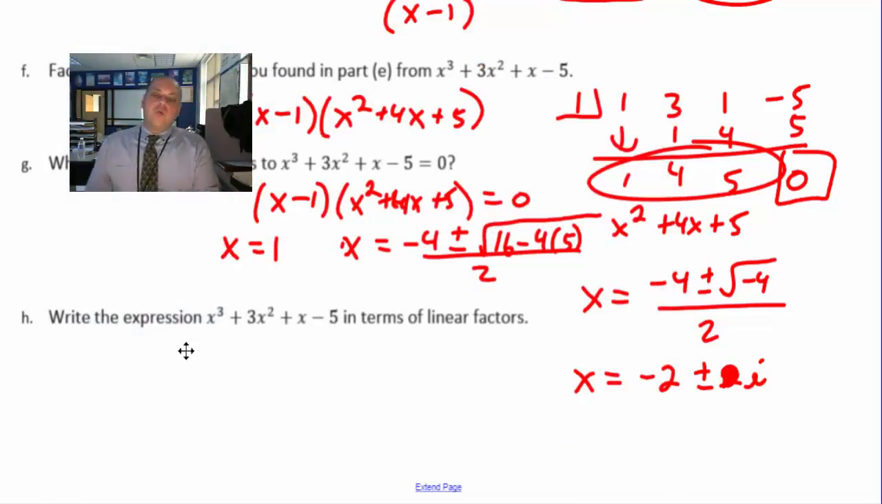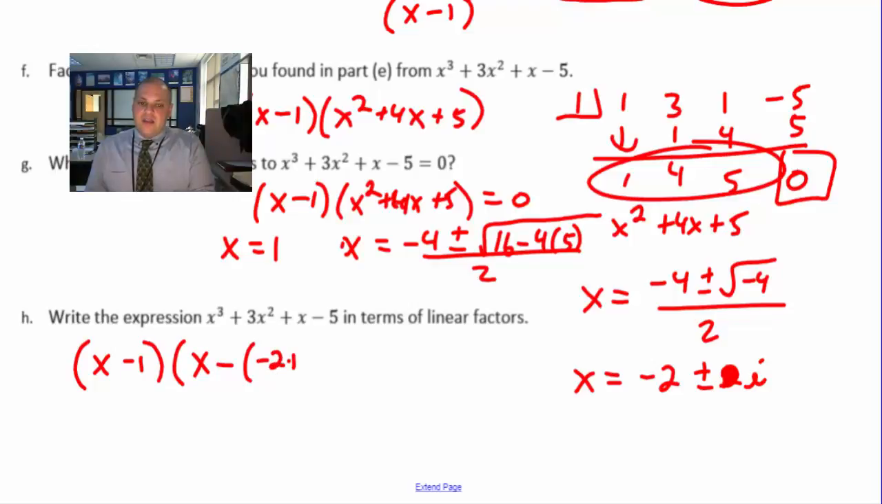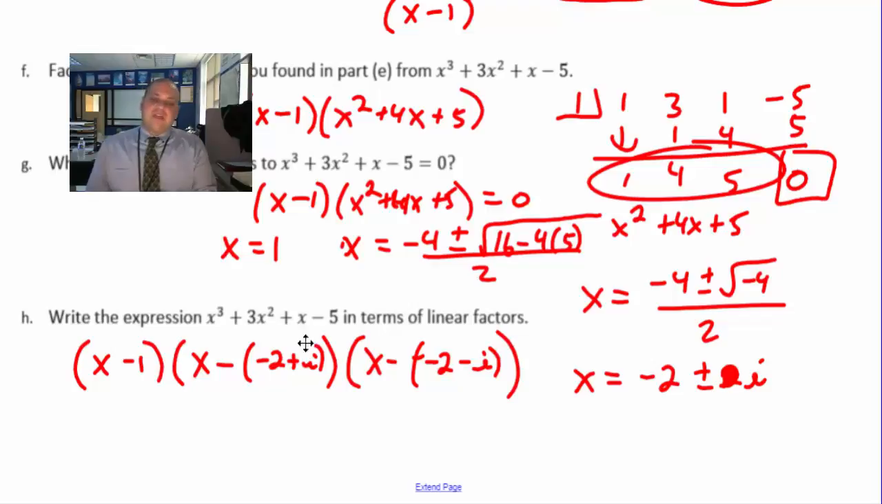Okay, so now write it in terms of linear factors. I can do that. I can go x minus 1, and then I did it above, x minus parentheses negative 2 plus i, and x minus parentheses negative 2 minus i. And that technically is good enough. Those are your terms of linear factors. Linear meaning there's no squaring going on. Okay, so there are the linear factors: x minus negative 2 plus i and x minus negative 2 minus i.